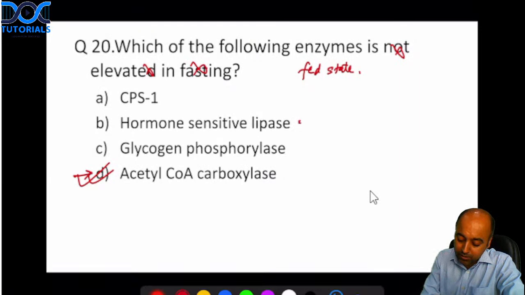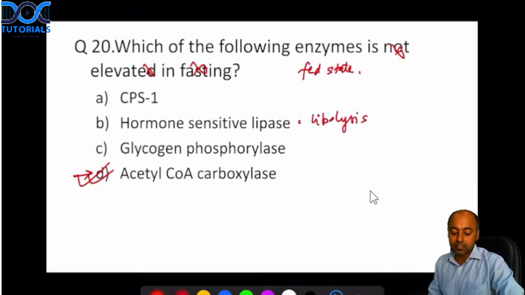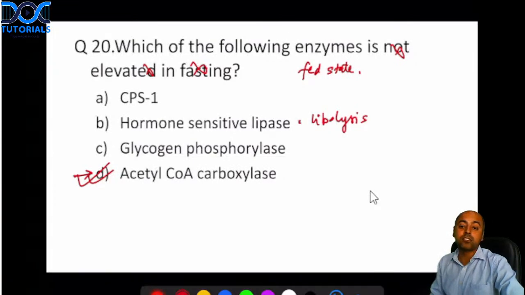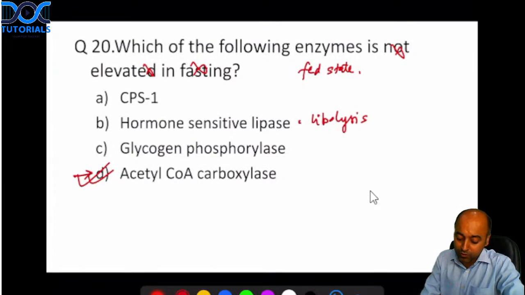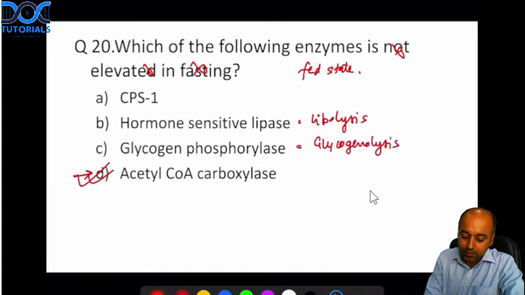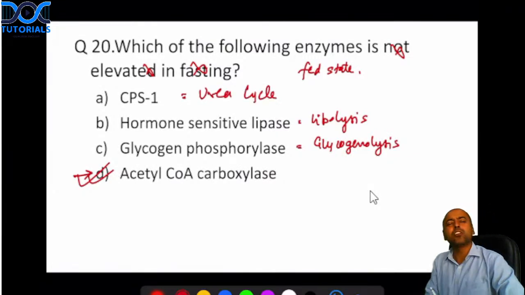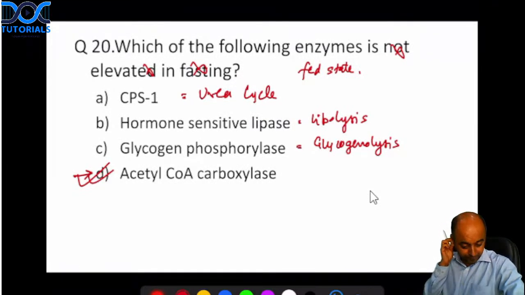Hormone sensitive lipase is lipolysis, which occurs in the fasting state. Glycogen phosphorylase is glycogenolysis, and CPS1 is part of the urea cycle. The urea cycle is also upregulated in the fasting state. Okay.